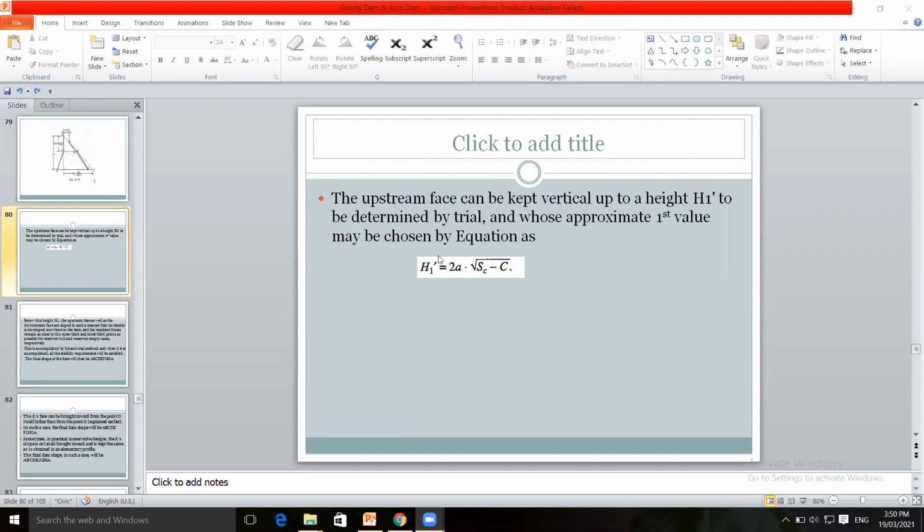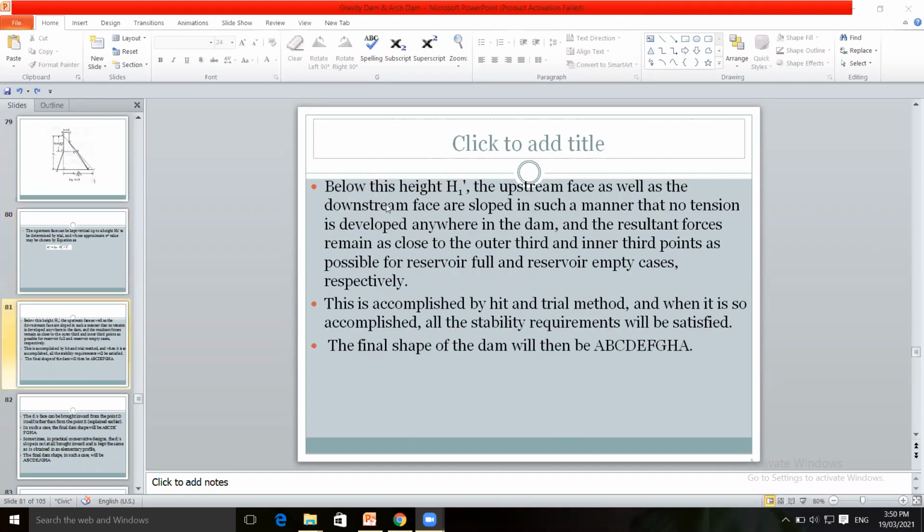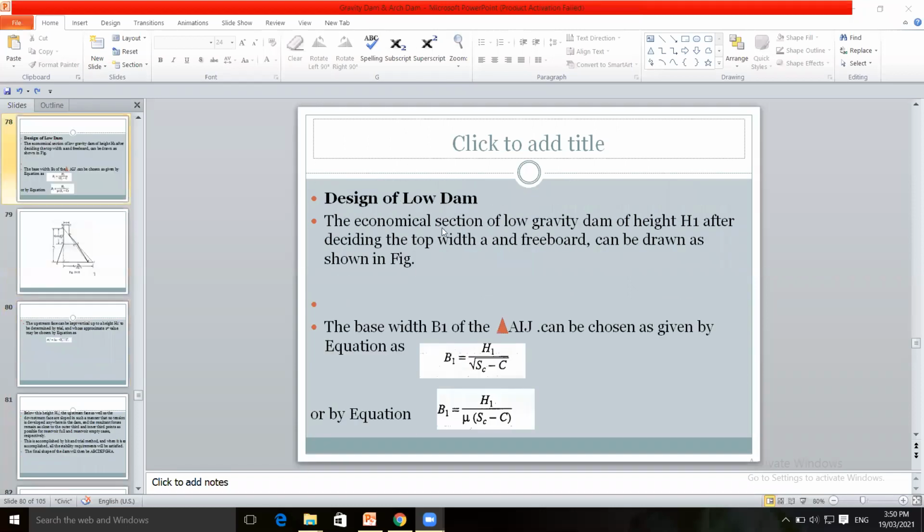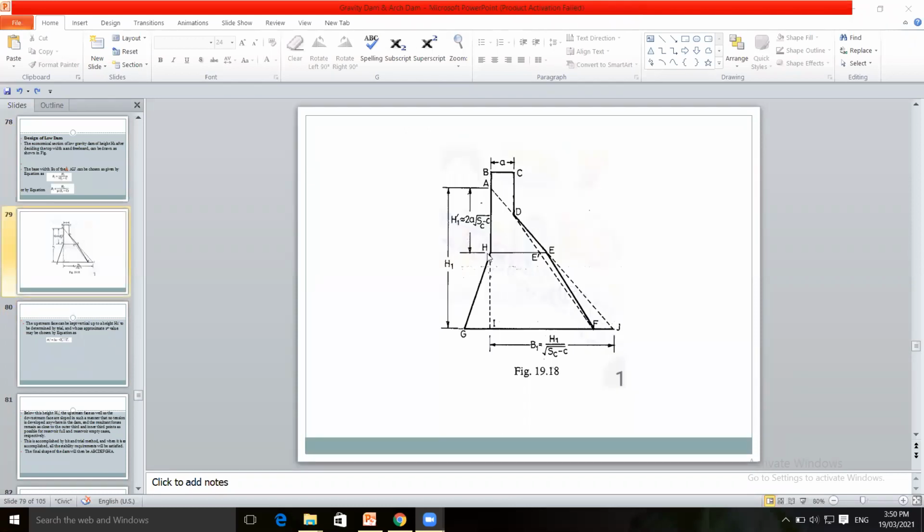This is the equation of H1 hash, which is equal to 2A into root of SC minus C. Below this height H1 hash, the upstream face as well as the downstream face are sloped in such a manner that no tension is developed anywhere in the dam. So below this height H1 hash, see this image, from H to G it is sloped. The upstream batter is provided to avoid development of tension, from H to G.